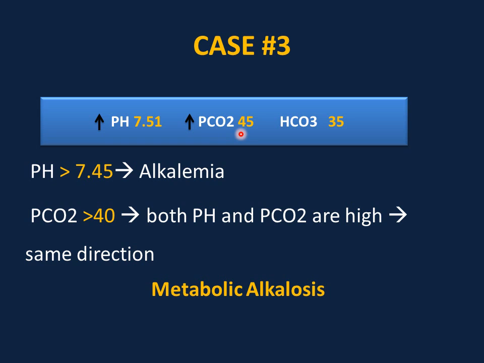So what happened here to the PCO2? Why is it elevated? The lung is trying to compensate. The lung is trying to bring the pH down by causing respiratory acidosis. So the patient will be hypoventilating, retaining more CO2 in order to bring the pH down. That's why the PCO2 is high or elevated. The bicarb here is elevated, which is metabolic. So this is a case of metabolic alkalosis with secondary respiratory acidosis.